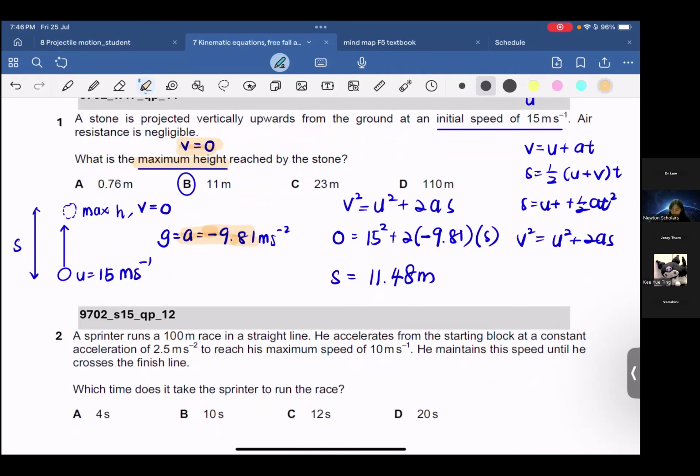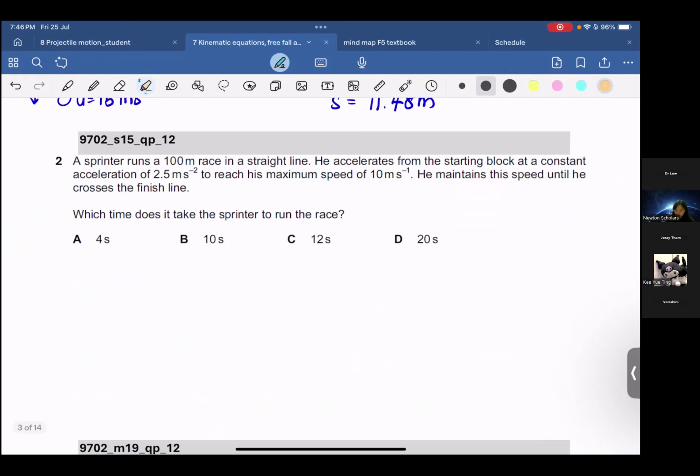Okay, next. Question number 2. Run 100 meters. At here, we know that the total is 100 meter. This question, I give you the hints. Later on, you have to count for me. 100 meter in total. He accelerates as starting, so U is 0. Then he accelerates at 2.5 meter per second squared to reach his maximum speed. That means at a certain moment, maximum speed is 10 meter per second. Then he maintains the speed.